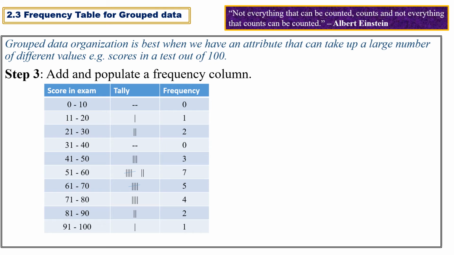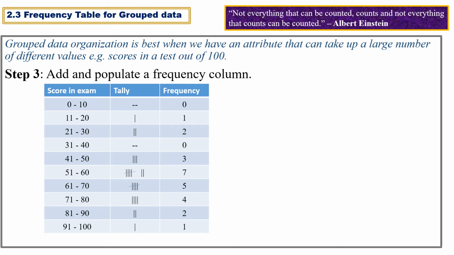So for example, here in the range 0 to 10, no one scored that, so you just convert the absence of a tally into a number of 0. 1 stroke is 1, 2 strokes would be 2, and let me just jump down here to the group 51 to 60. You have 1 bundle of 5 plus 2 strokes, and that equates to 7. So you write the actual number 7 in the frequency column. Okay, and so once done correctly, these would be the values that populate the frequency column.